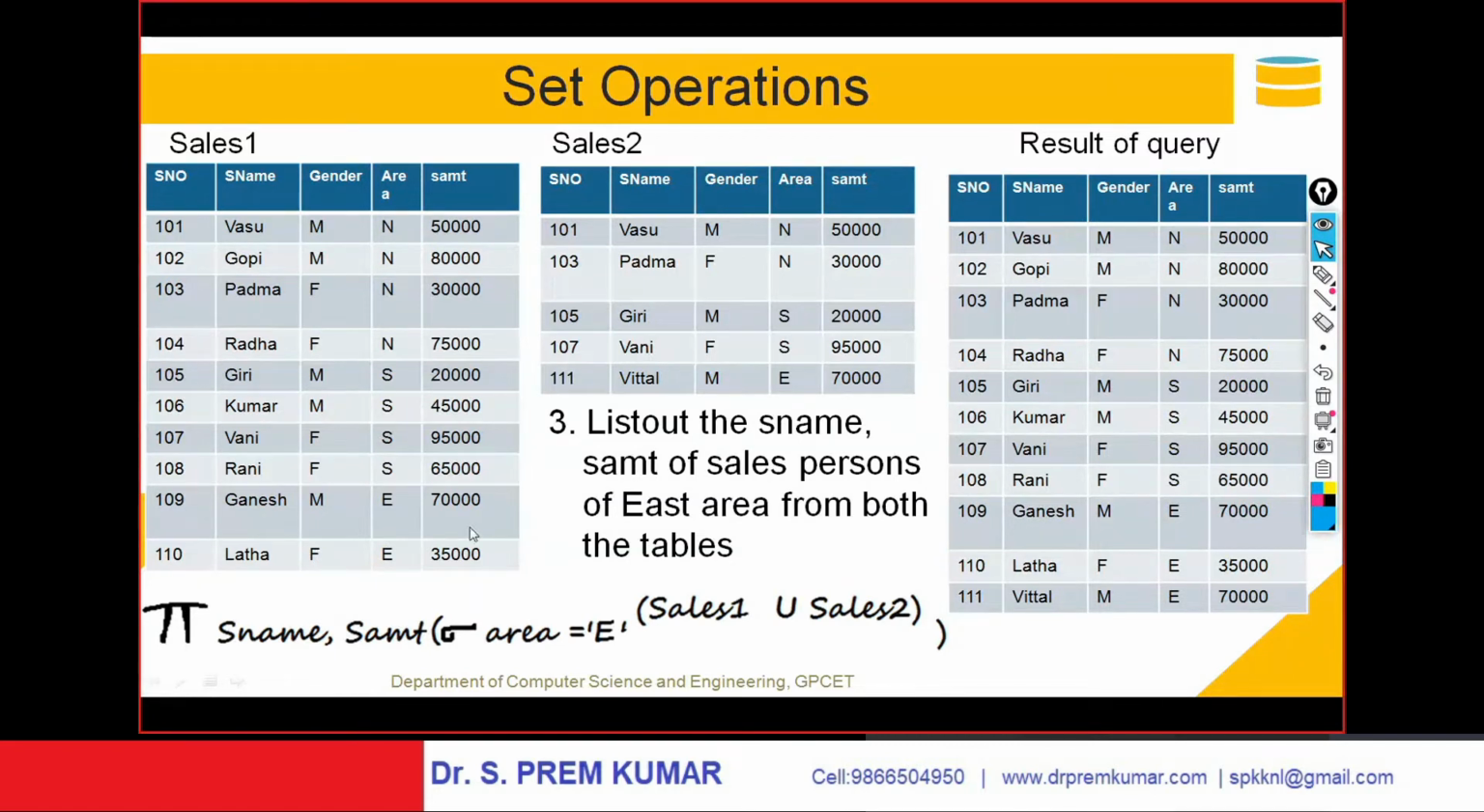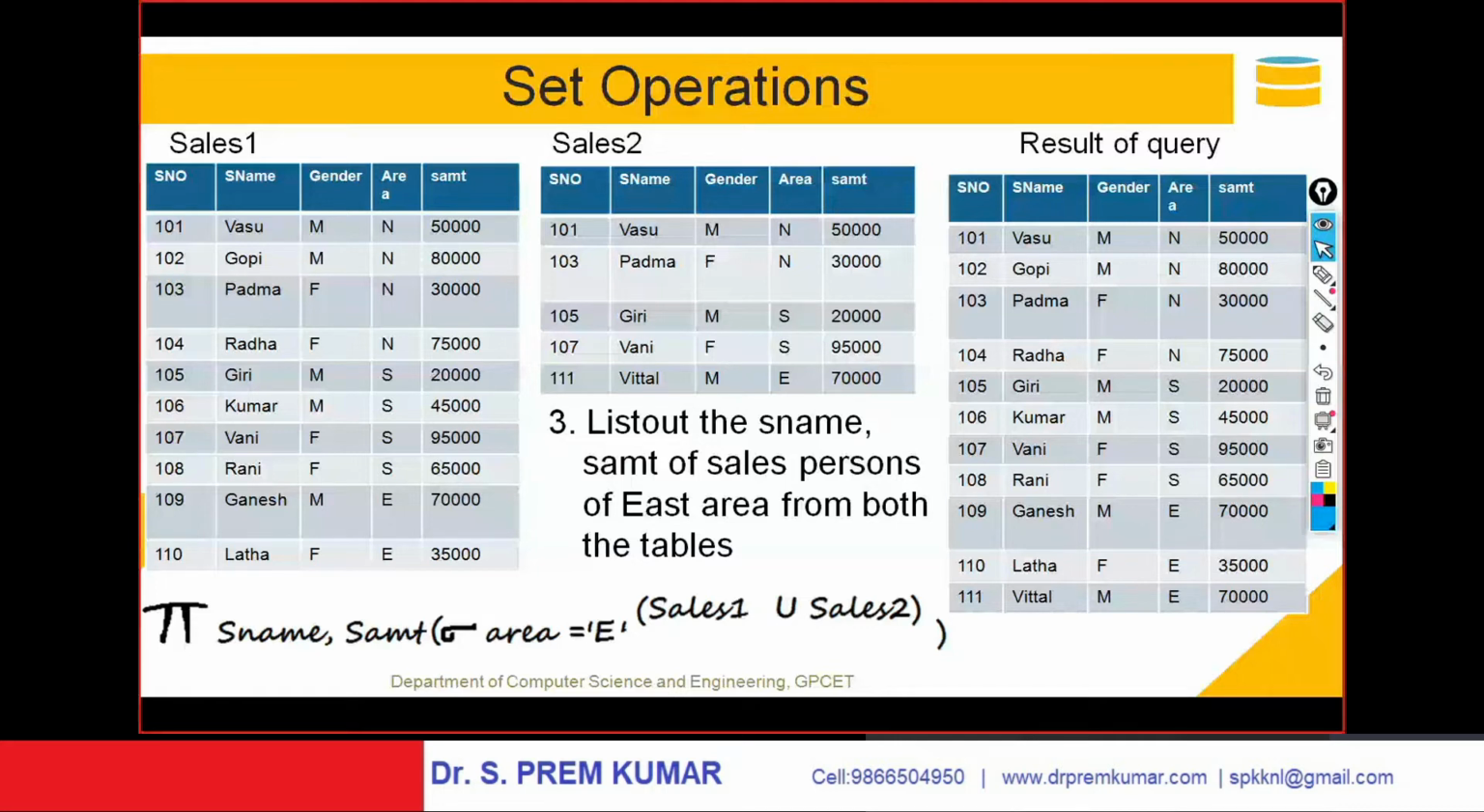Your query is to list out salesman names and sales amounts. I want only two columns, salesman names and amounts, which means projection. I need to go with the projection operation. List out salesman name and sales amount of salespersons of East area from both the tables, those who are working in East area.